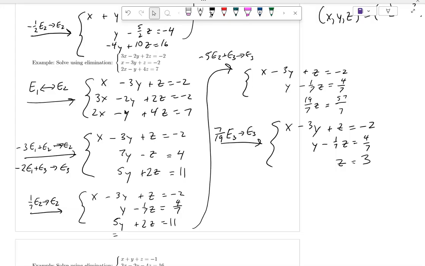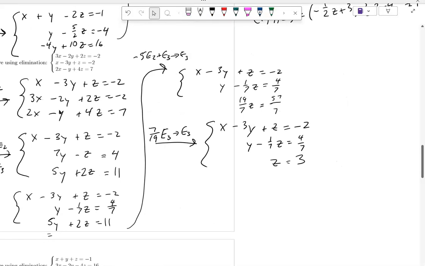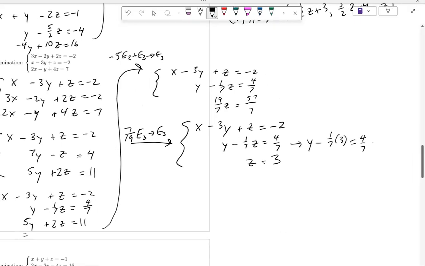Yeah. What does z have to equal? 3. Good. How do you figure out the y? Good. Plug in 3 for z and solve for y. Well, 3 times 1/7 is 3/7. We'll add the 3/7 to the other side. We'll get y equals 1, it looks like.